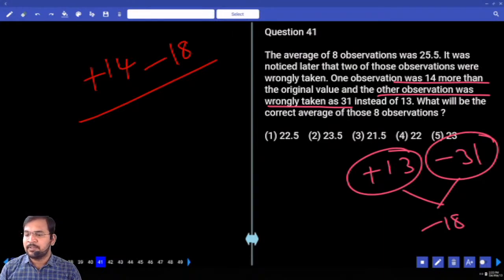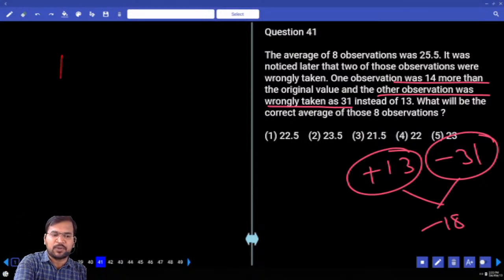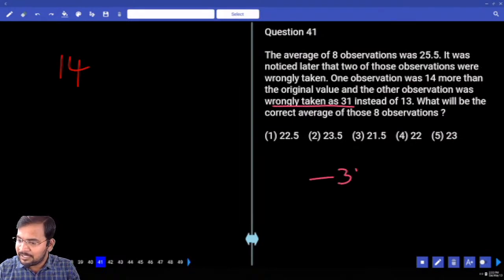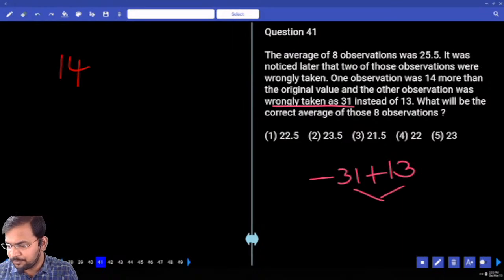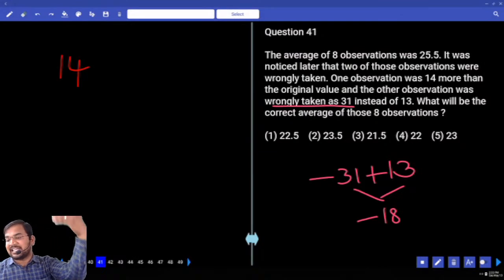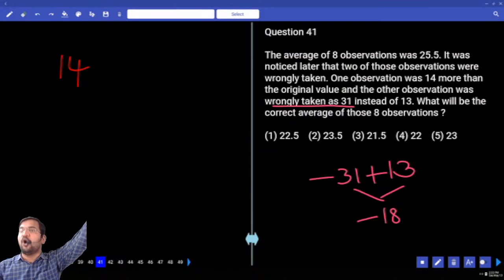That is how much, na? One observation is 14 more than the original average. Another value was wrongly taken as 31 instead of 13. And how much difference is there between these two? Difference is how much, na? How much more are you taking? 18 more you are taking, na? You should have taken 13, but you are taking 18 more.